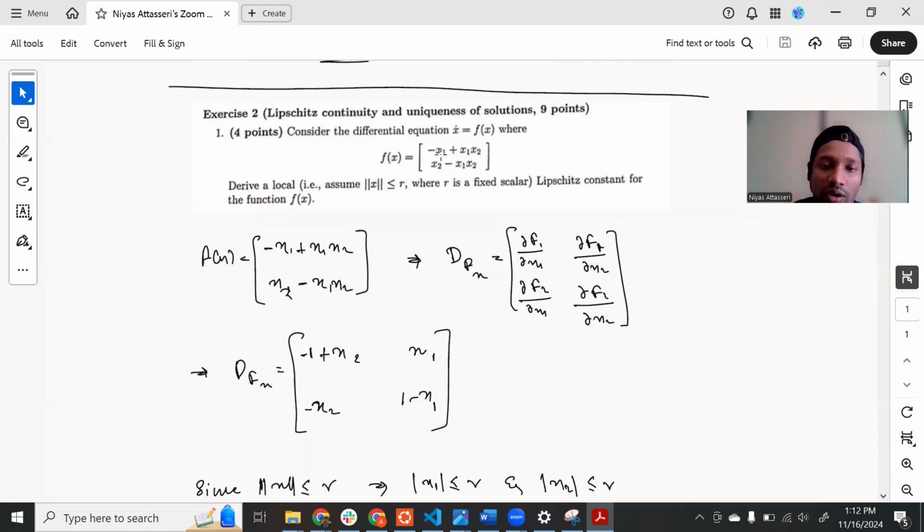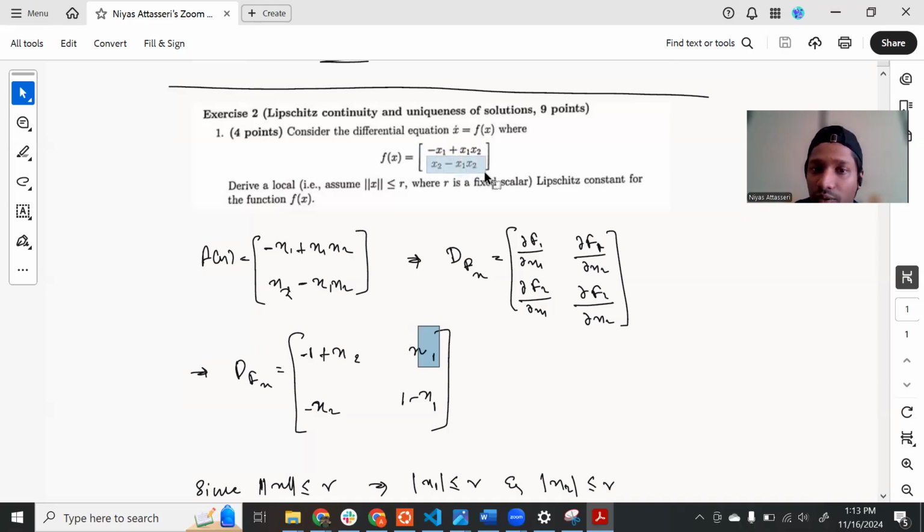Now, if we differentiate f1, df1 by dx1, we know that the first part, if you take the differential with respect to x1, we get minus 1 plus x2. In the same way, if you take this expression with respect to x2, this one goes to 0, and this one you will get x1. So that's why we have x1 here.